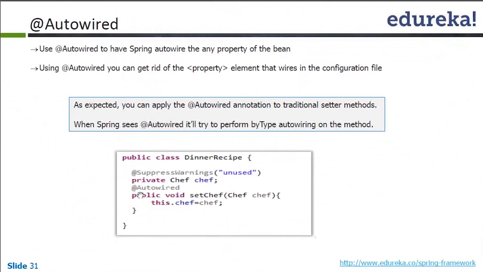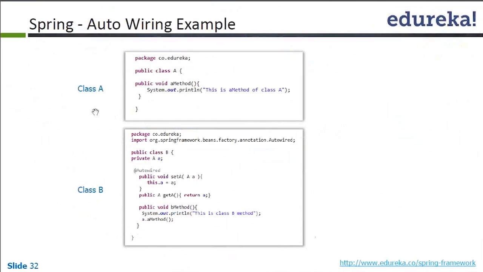See, this is how we can write the @Autowired annotation. Then it will be automatically wired by type. Class A contains a method. Class B contains a property of type A. So I said autowire A. Next, everything else remains the same.